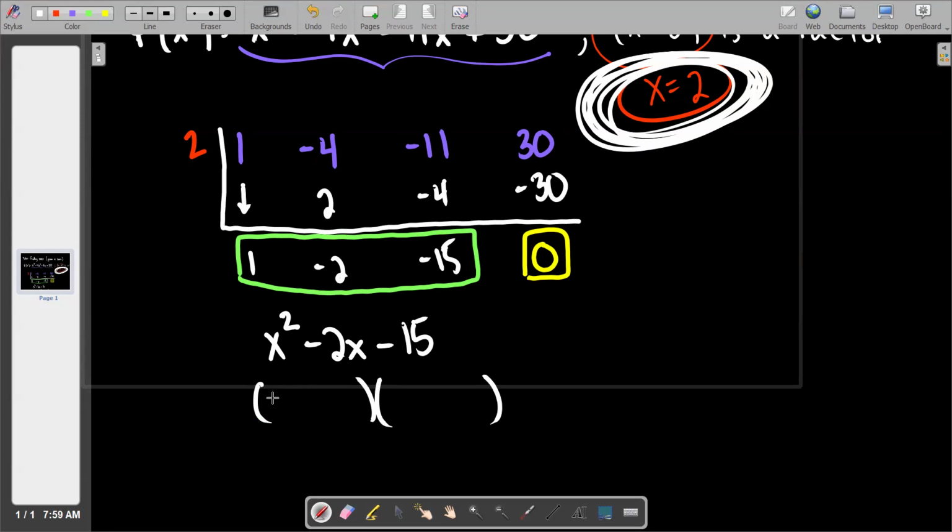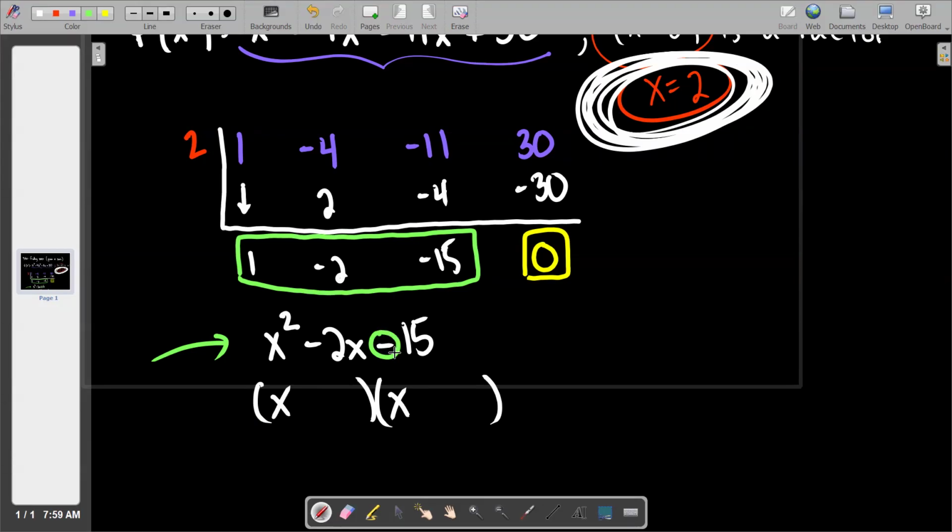And what are the factors? X and X. Say again? 3. Yeah, we need a 3 and a 5. And of course, the signs fundamentally are positive, negative. I doubt this far along into your algebra 2 that you're still struggling with factoring a quadratic trinomial. But if you are, you better get a handle on it now.